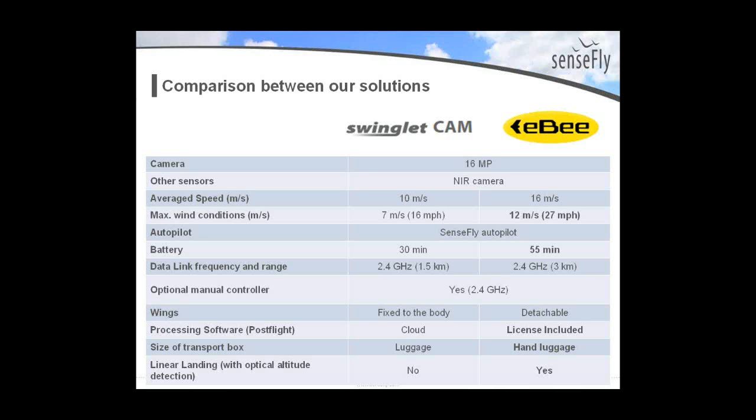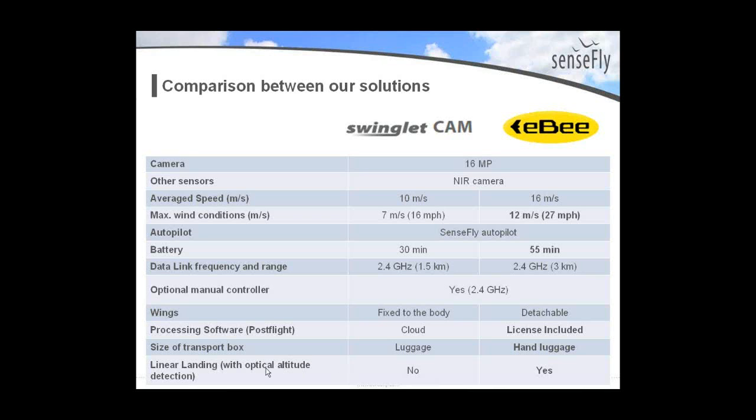The processing software you have to purchase separately with the swinglet, and with the eBee, for each eBee, the license is included, and it's included for that particular eBee. So when you purchase the eBee, you don't get a license for the software to be able to process for other planes. You can only use it for that particular eBee, for that serial number of it.